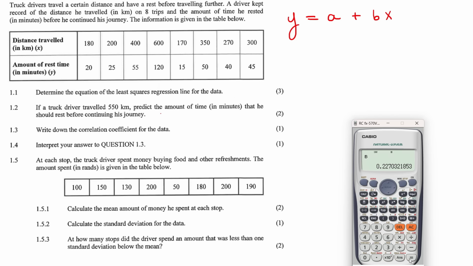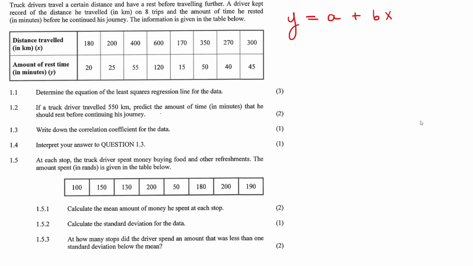Then to get B, you go Shift 1 again, 5, and then B, press equals: 0.23. Then I'm going to get the R value as well because they ask us that in question 1.3. R is with the 3, press equals: 0.98. We can then fill in our equation because we now know that A is negative 23.85, B is 0.23, X. That's question 1.1 complete.